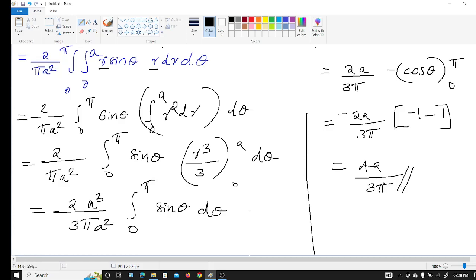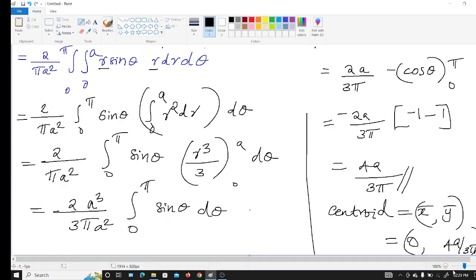Okay, so our centroid is equal to x bar, y bar, and x bar is 0, y bar is 4a divided by 3 pi. Okay, so this is the method of finding the centroid of a homogeneous lamina. Okay, thank you all.